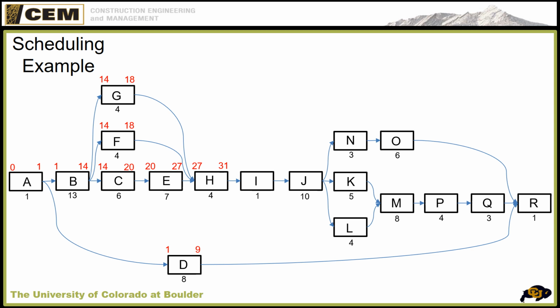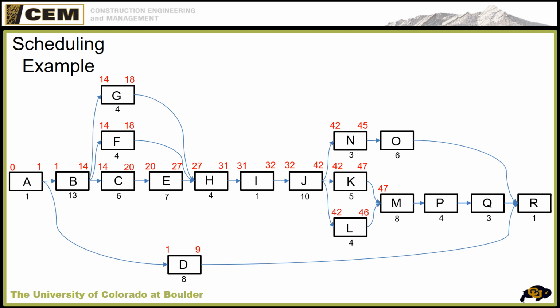Then 31. 31, 32, 32, 42. Okay, then 42 distributes to the next three activities. 42, 45, 42, 47, 42, 46. Okay, then we move to M.